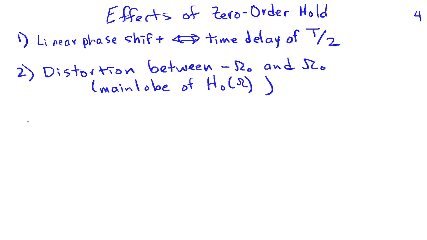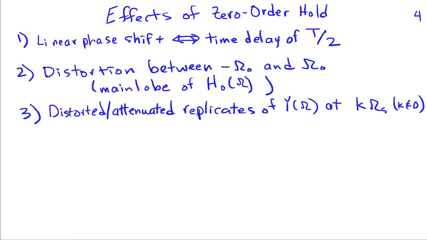The second effect is that we had distortion we saw in the spectrum in the bandwidth of the signal, which was from minus omega naught to plus omega naught, and that was due to the curvature of the main lobe of H0 of omega. And finally, we had these distorted and attenuated replicates of the original signal spectrum that were located at multiples of the sampling frequency. So these were the three effects of the zero-order hold, and this is why the time domain signal has this stair-step behavior and doesn't really look like the original signal that we probably sampled.